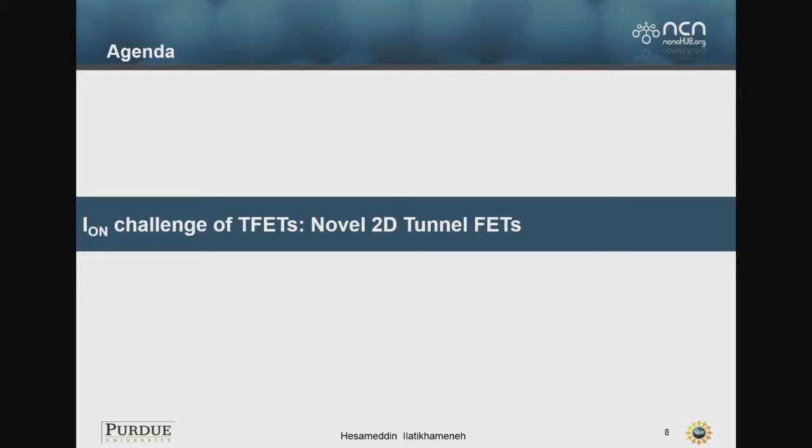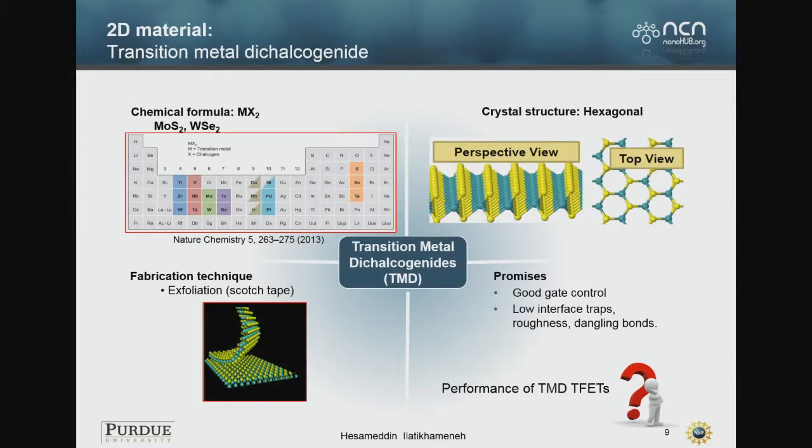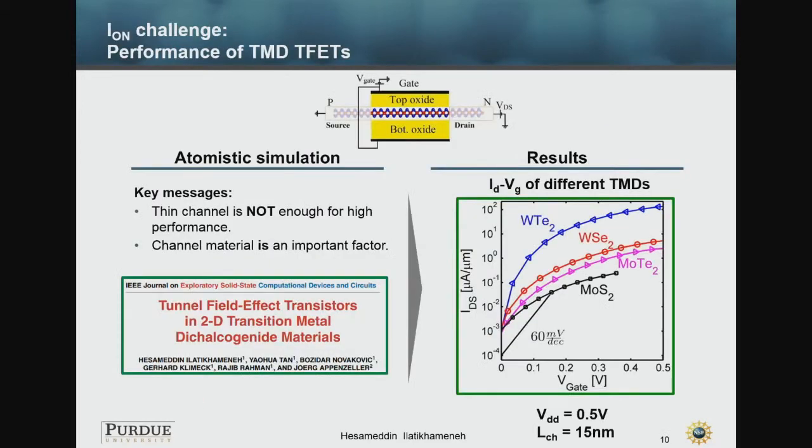But let's look at the atomistic data that we have. For 2D material, we chose transition metal dichalcogenides. Professor Jabi talked about them. The good point is that we can exfoliate them in the lab very easily, and they have the best electrostatic gate control. But the main question that we had was: what is the performance of these TMD tunnel FETs?